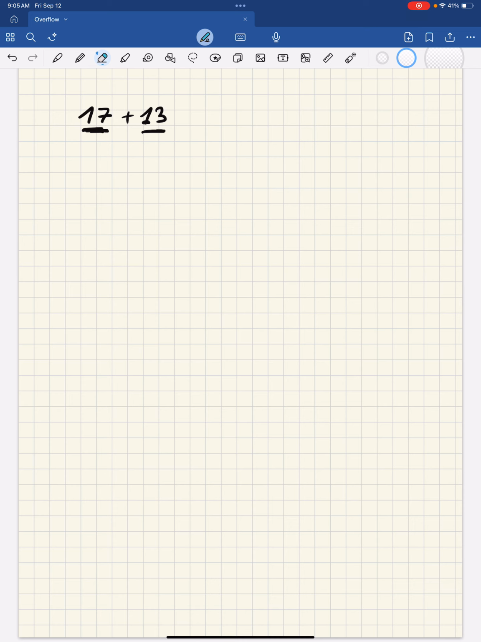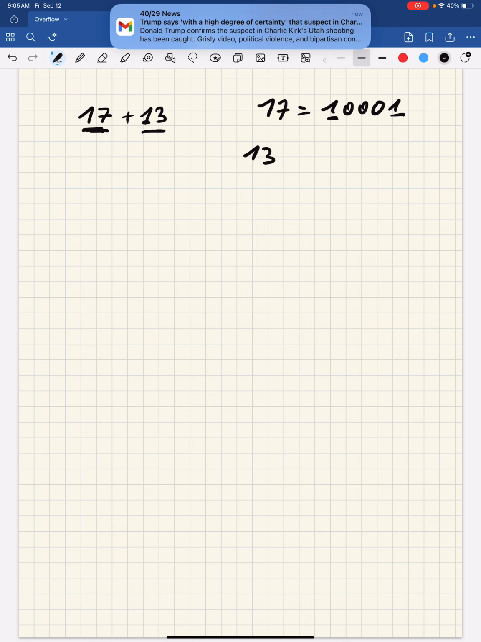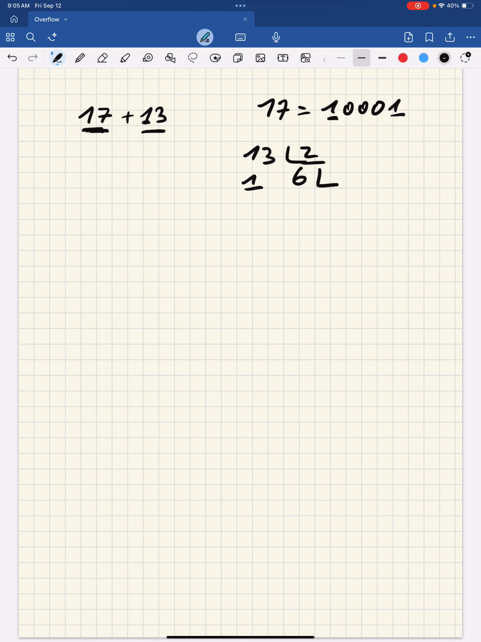Okay, now it's working. So 17 in base 2 is equal to 1, 0, 0, 0, 1. And now we do the same with the 13. 13 divided by 2 is 6, remainder is 1. 6 divided by 2 is 3, remainder is 0. 3 divided by 2 is 1, then the remainder is 1. 1 divided by 2 is 0, and then the remainder is 1.